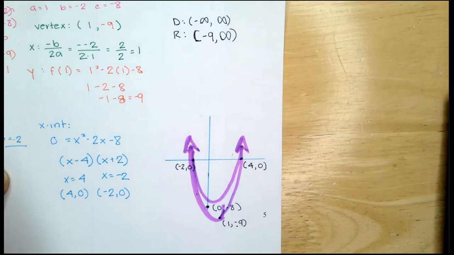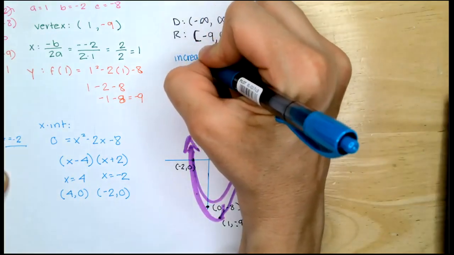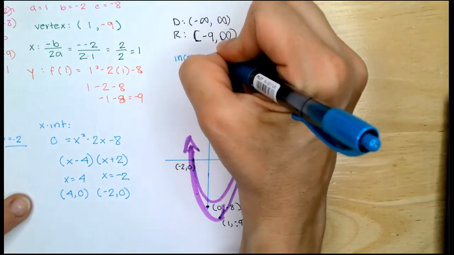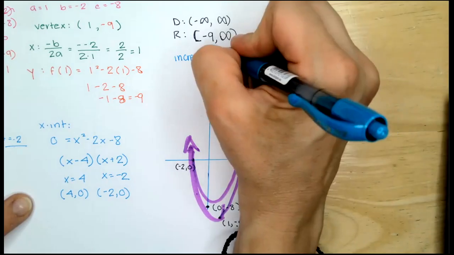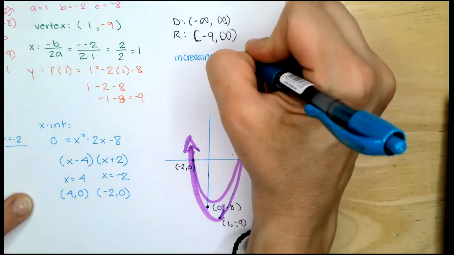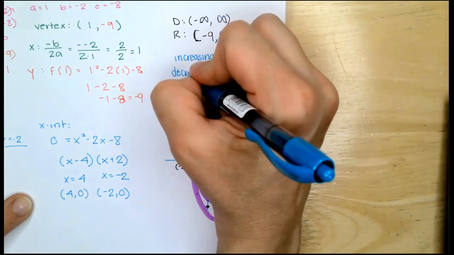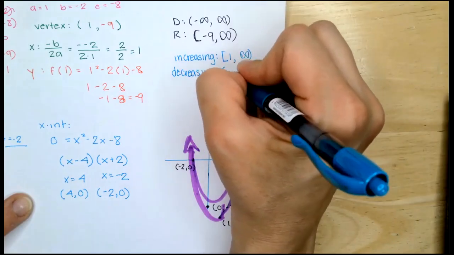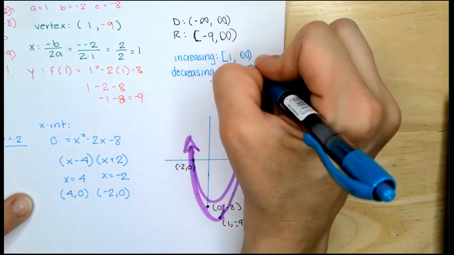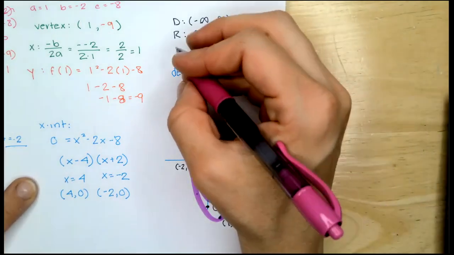And then where is it increasing? We are increasing on the x-axis from 1 on the x-axis forever. We are decreasing before that, so from negative forever until and including 1.